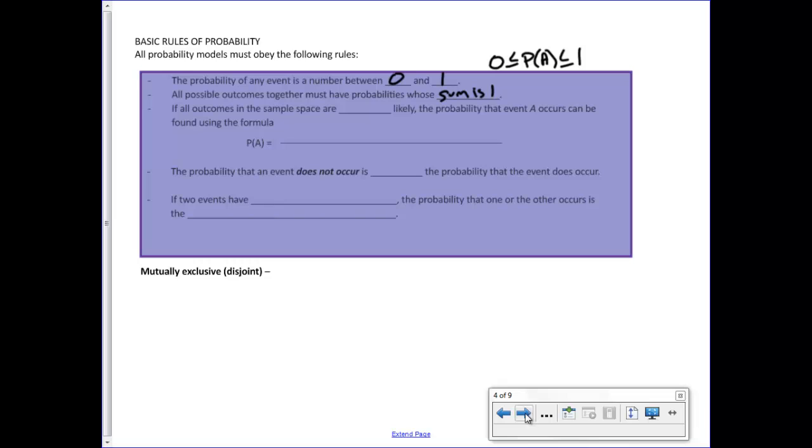If all outcomes in the sample space are equally likely, the probability event A occurs can be found using this formula. It's the number of outcomes corresponding to event A out of the total number of outcomes in the sample space.